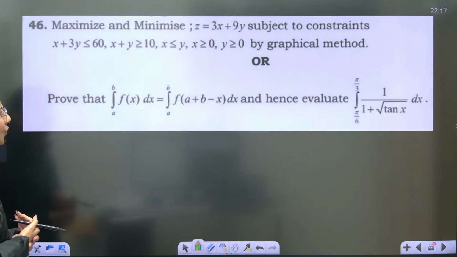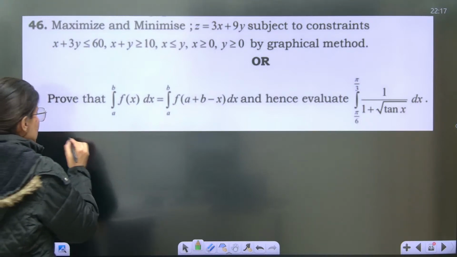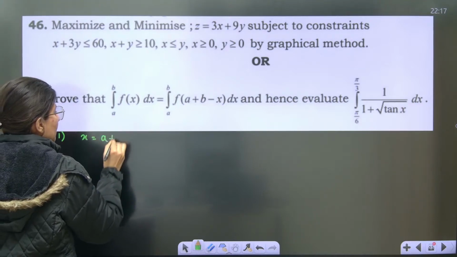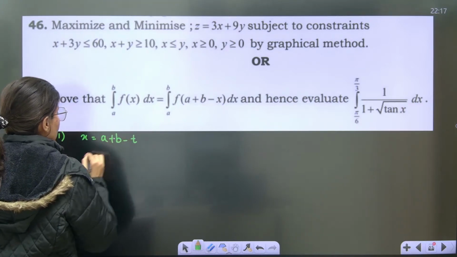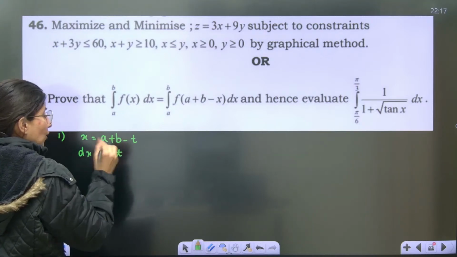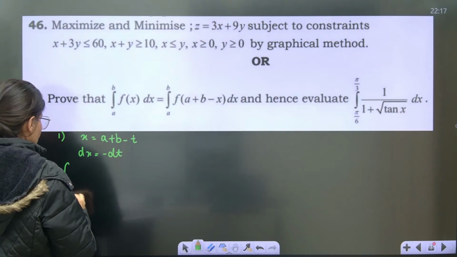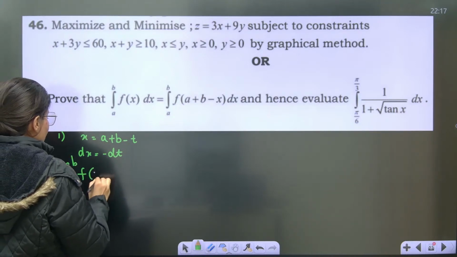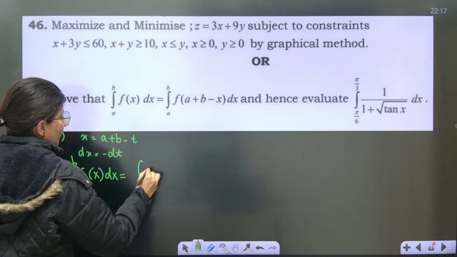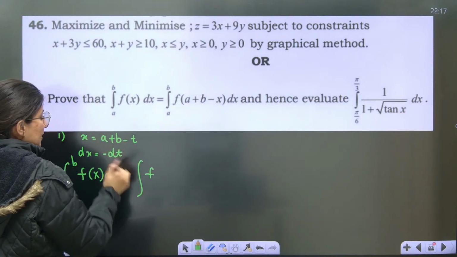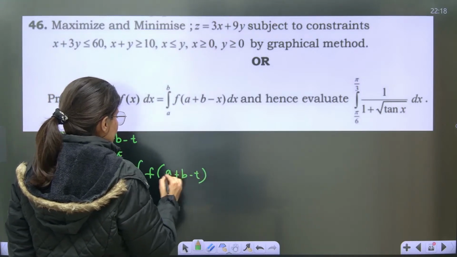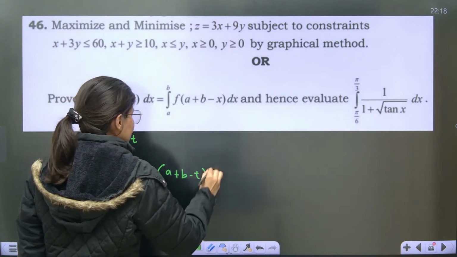So how to prove your King's property? First, let's prove it. You have to put x equals a plus b minus t, substitution. So dx will be what? Minus dt. Obviously the upper and lower limits will also change. So the integral from a to b of f of x dx is equal to the integral of f of a plus b minus t, since x will be a plus b minus t, and dx will be minus dt, correct?